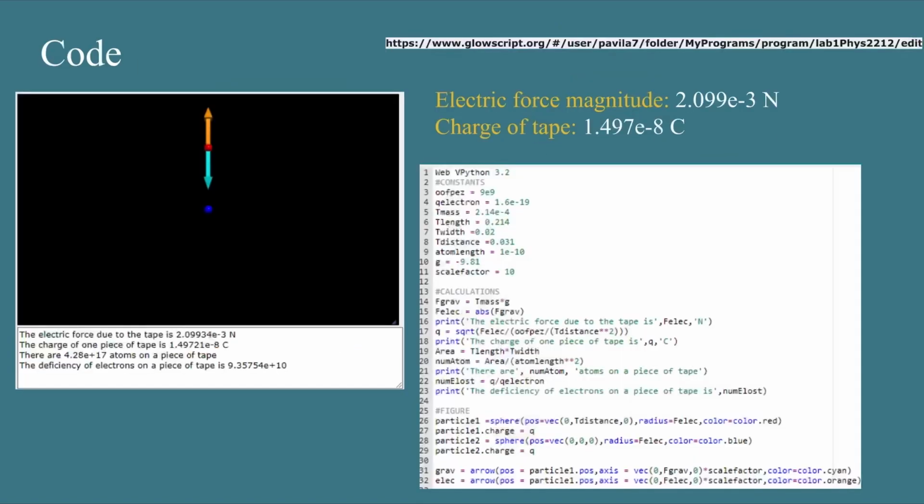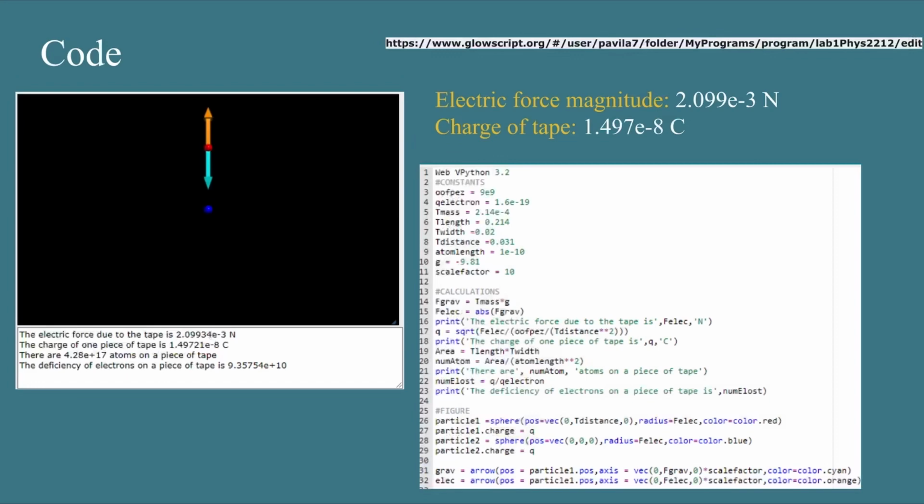In the code, I wrote all the constants and initial values I mentioned in the previous slides, like tape length, width, atom length, and gravity acceleration. Using these numbers, I coded some calculations to find and print some of the important values, like electric force and charge. Finally, I modeled a blue and red sphere along with two arrows to help visualize what is going on at the microscopic level.